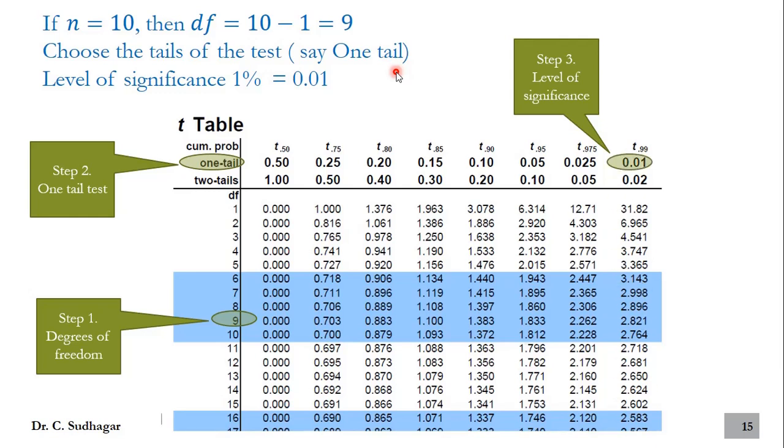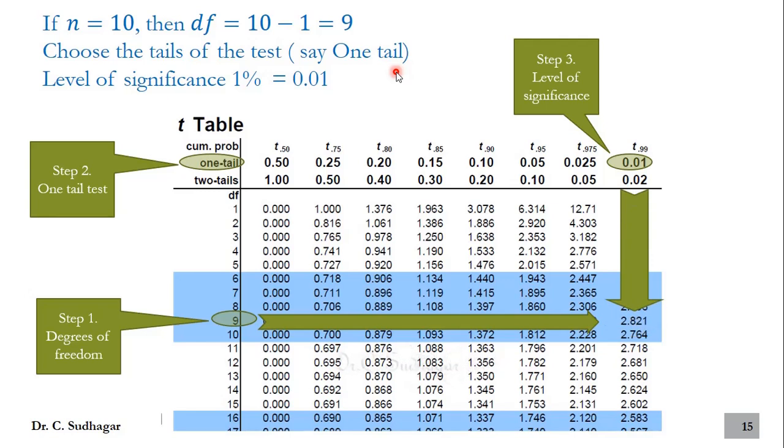Now take this row and take this column. In the intersection part, we are getting 2.821. That is the table value of t for this data, 2.821. So this is how we can use the t-table, whether it is a one-tail test or two-tail test.